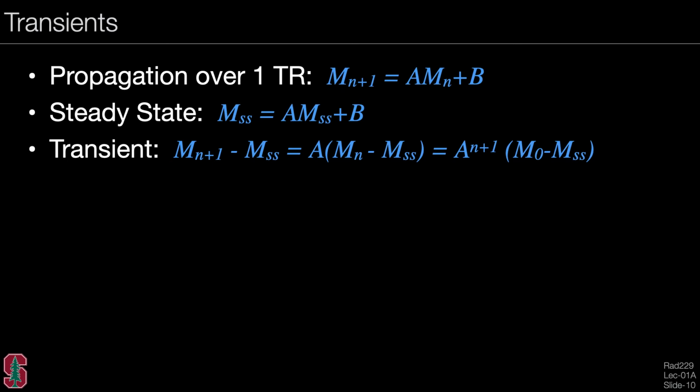So if we take the difference between the magnetization and the steady state, we see that this difference decays by a simple multiplication by the A matrix. That is, the B vector actually cancels out of this expression. And on the far right, you can see that we can start with the initial magnetization, M0, not the equilibrium magnetization. So if we take that initial magnetization and subtract off the steady state, that vector length will decay according to the A matrix raised to the power of n plus 1.